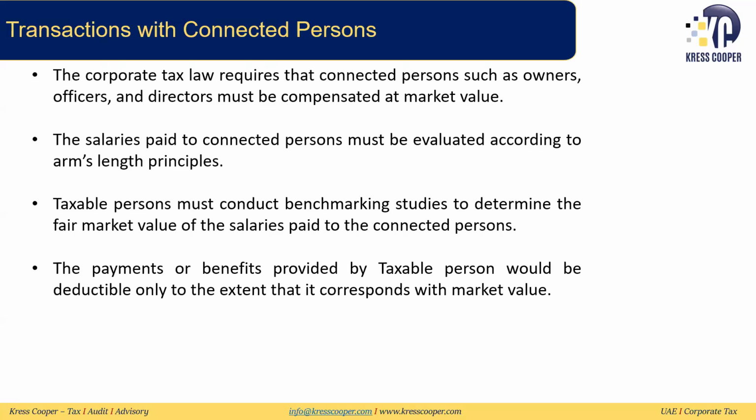Like the transactions we do with related parties, there are also transactions we do with connected persons. Connected persons under the law are owners, officers or directors of the company, or related parties of the owners, officers and directors. The corporate tax law requires that transactions with related parties should be at arm's length, and transactions with connected persons should also be at market value, at arm's length.